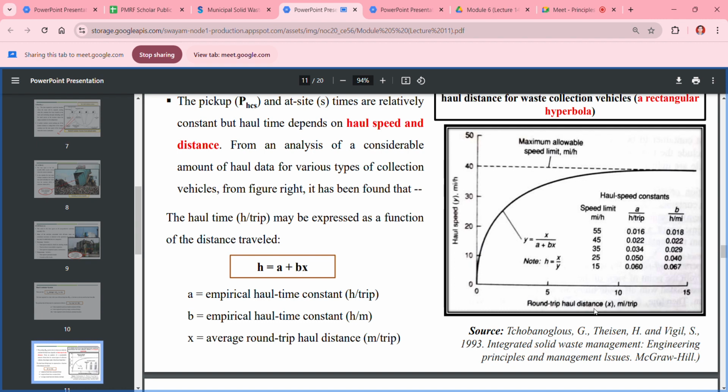We can see how, as your trip distance is increasing, your haul speed is increasing.